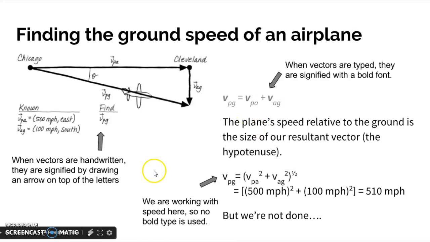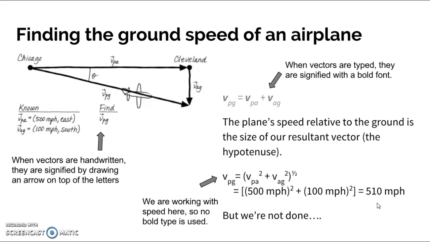So our velocity relative to the ground is going to be the size of our resultant vector, the hypotenuse. So it's going to be the plane speed, the magnitude of that vector. We can just use the Pythagorean theorem to calculate its speed. We have the two base lengths here, and we want to find the hypotenuse length. So we're going to square the velocity of the plane relative to the air and add that to the square of the velocity of the air relative to the ground, and take the square root of that quantity. Plugging those numbers in, we get a value of 510 miles per hour. So the plane speed is going to be 510 miles per hour.